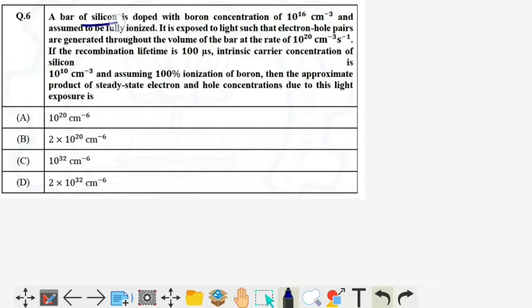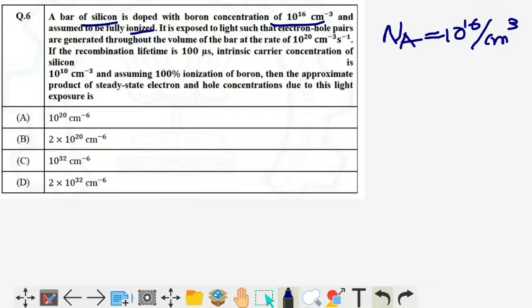A bar of silicon is doped with boron concentration of 10 to the power of 16 per centimeter cube. So that is nothing but a p-type semiconductor. It becomes a p-type extrinsic semiconductor. So the acceptor concentration, that is Na, is equal to 10 to the power of 16 per centimeter cube, as given in the question. And assume it to be fully ionized.